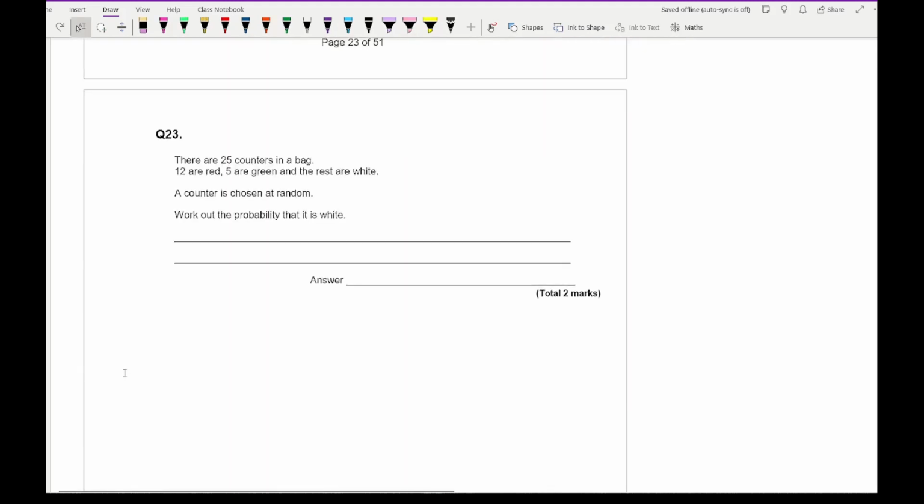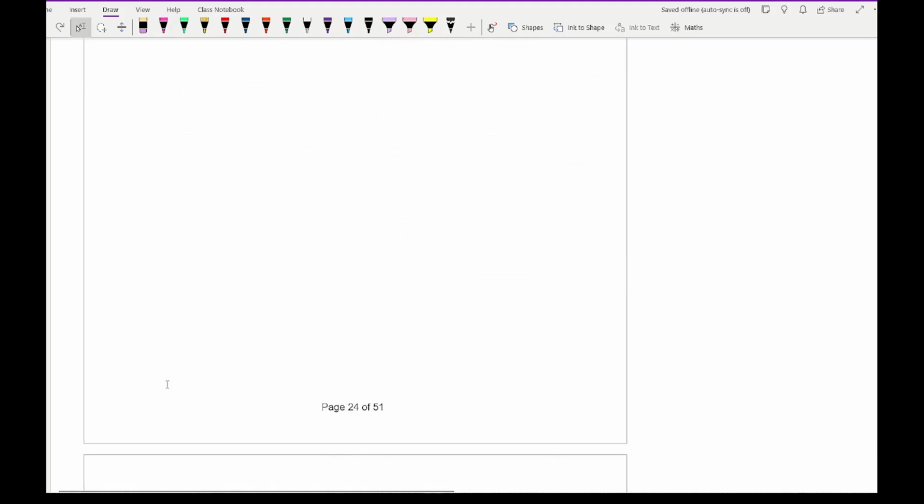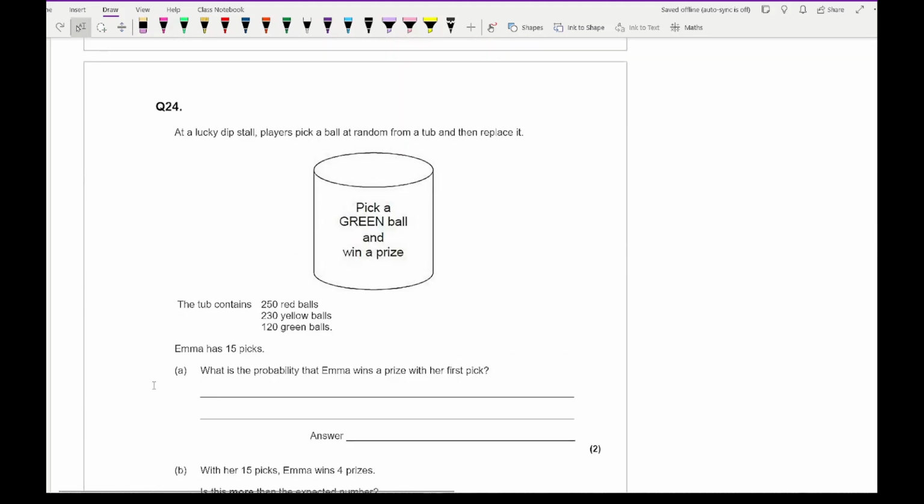Moving on to question 23, it says there are 25 counters in a bag, 12 are red, 5 are green and the rest are white. A counter is chosen at random, work out the probability that it is white. So here the number of white is going to be 25 minus 12 minus 5, which gives me 8. So the probability is going to be 8 over 25, which I can't simplify, but if I wanted to give it as a decimal, then that decimal would be 0.32.